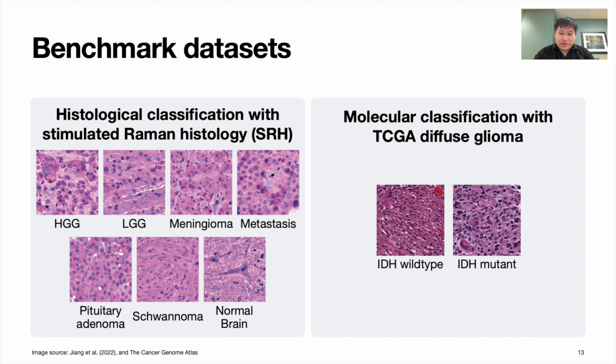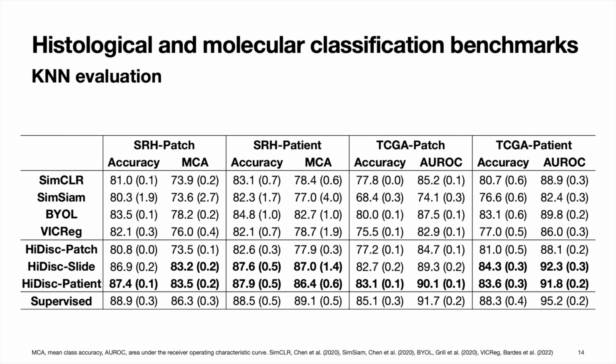We evaluate HiDisc using two different histopathology tasks: multi-class cancer diagnosis with stimulated Raman histology and molecular genetic mutation prediction with the publicly available TCGA dataset. Predicting molecular genetic mutation is a challenging task because it is not feasible even for a board-certified neuropathologist to diagnose visually. Comparing HiDisc to the state-of-the-art self-supervised learning methods, we can observe that HiDisc with slide and patient discrimination outperforms all baseline methods in all metrics for both tasks. As expected, HiDisc with patch discrimination performs similarly to the SimCLR baseline.